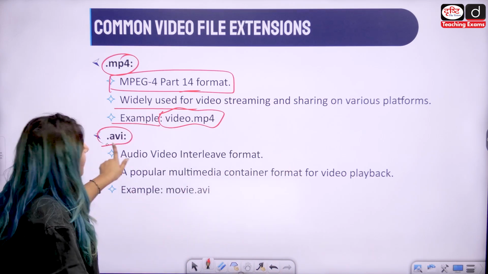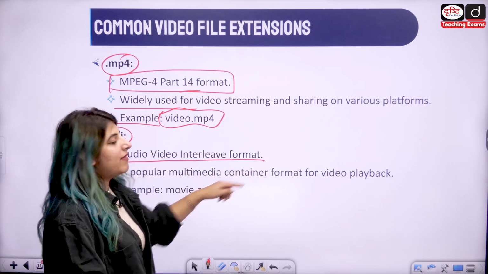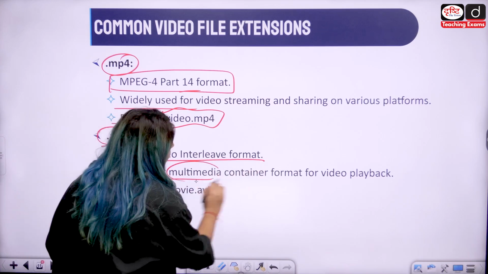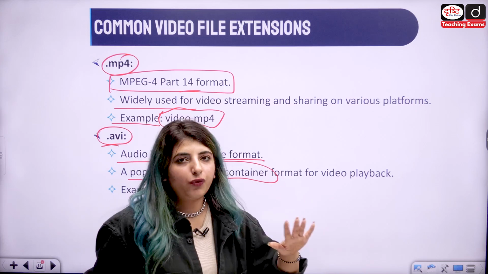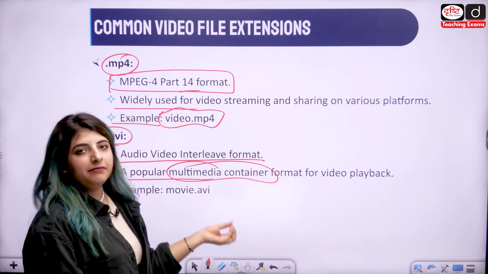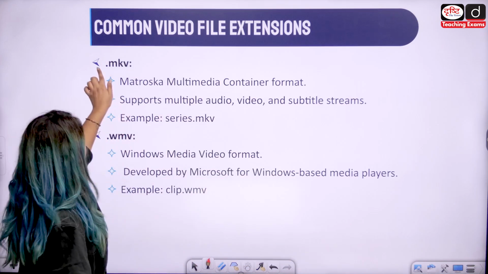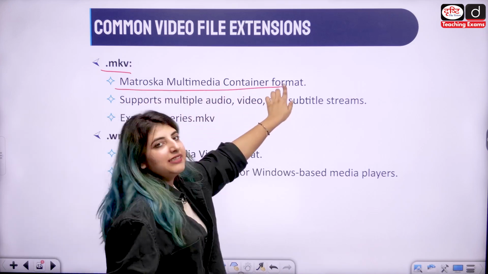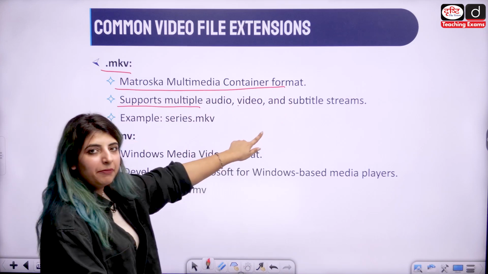Then we have .avi, which stands for audio video interleave format, popular multimedia container format for video playback. Both of them are used for what? For video, for playing videos and all. AVI has a better quality than MP4. Then we have MKV, Matroska multimedia container format, supports multiple audio, video and subtitle streams.